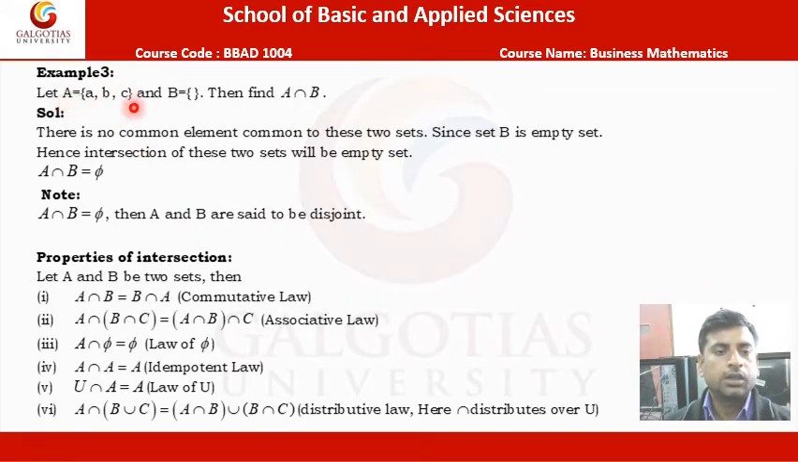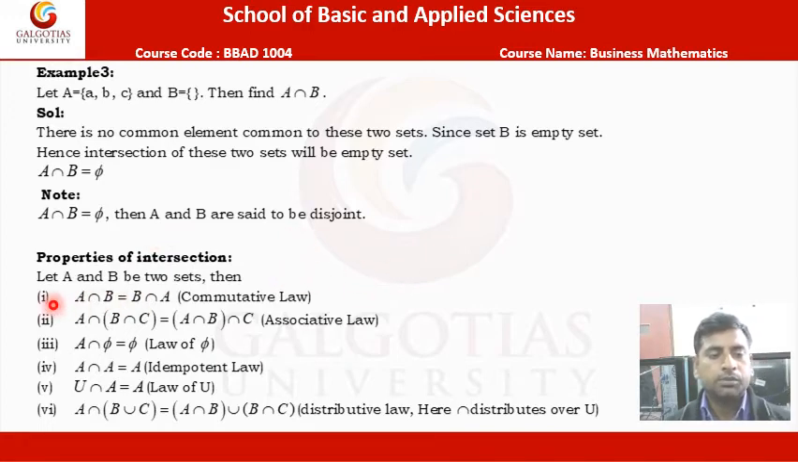Here is another example. Set A contains the elements a, b, c and set B is empty, and we have to find out A intersection B. Here you can see that there is no common element in these two sets since set B is empty. Hence the intersection of these two sets will be empty, because set B contains no element and in intersection we take the elements common to both sets. So the intersection will be empty. So we can say that if A intersection B equals the empty set, then A and B are said to be disjoint. Disjoint means they don't have a common element.